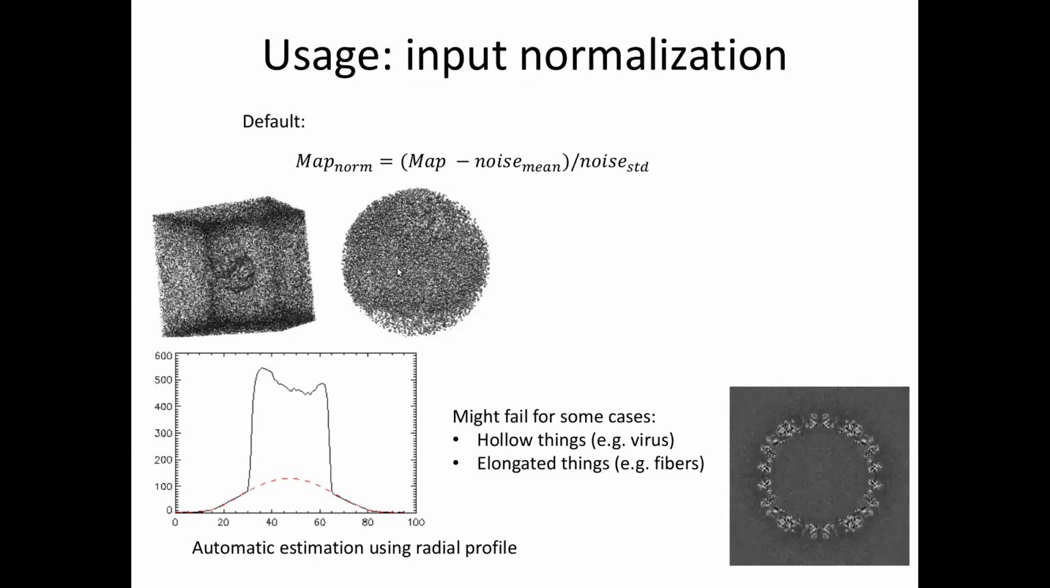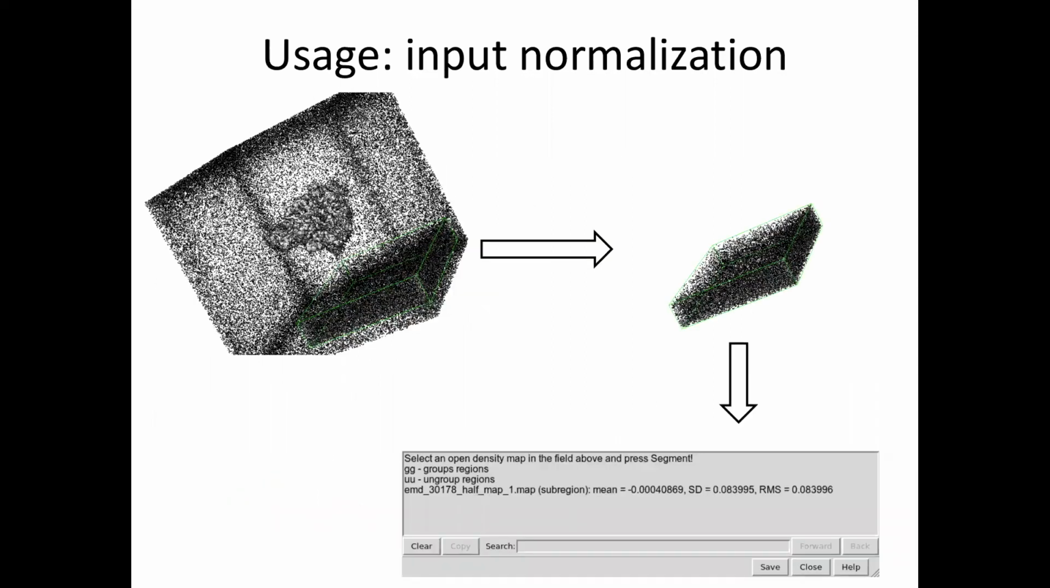If you're providing a tight box, it will work in many cases, but it may fail for other cases. And the kind of pathological things are either hollow things such as viruses or elongated things. For instance, in this virus, if you compute the radial profile here, you can see that there is a very thin layer of signal, and all the rest of the cube is noise. So in those cases, DeepEMhancer may fail estimating the mean and standard deviation. Or for elongated fibers, since they are not spherical but cylinders, a radial profile is not the best way to determine it.